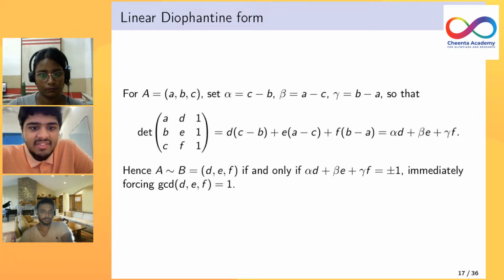Hence, we can say that A is connected to B if and only if alpha D plus beta E plus gamma F is plus or minus 1, turning adjacency conditions into a single linear Diophantine equation. Moreover, any solution to this equation is primitive, since a common divisor greater than or equal to 2 would divide the right-hand side, plus or minus 1, which is impossible, allowing a simple construction for the linear Diophantine form to establish adjacency within the 3D Fourier graph.